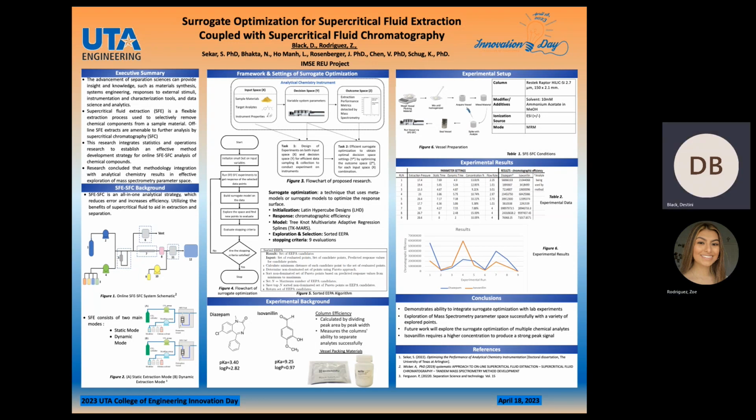Looking at the experimental background, the two analytes chosen are diazepam and isovanillin, with the compound of interest specifically being diazepam. Denoted below are the pKa values, which shows acid strength, and the log P values, which shows how hydrophilic or hydrophobic the compounds are. As you can see, both numbers are drastically different from each other, and allows us to compare two different compounds and see how they work in the surrogate optimization.